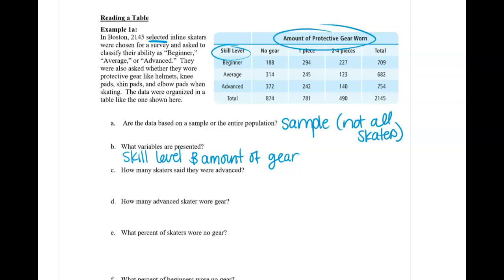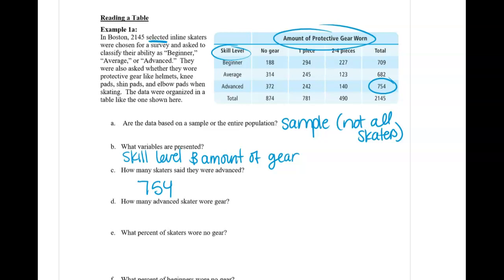So we want to look at not first, we've already done A and B. Part C, how many skaters said they were advanced? Well, let's look. Here's advanced, go all the way over. 754 skaters said they were advanced. Because there were advanced, no gear people, advanced 1 piece, advanced 2 to 4, totaling 754.